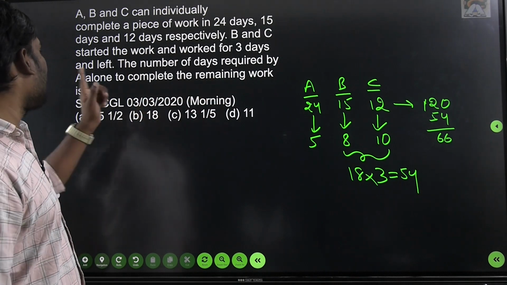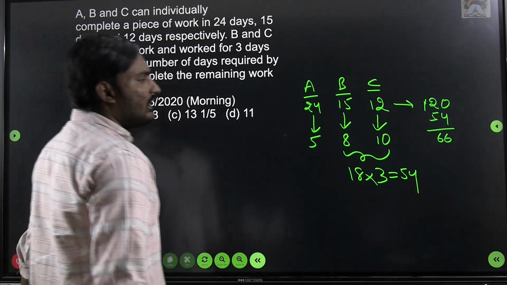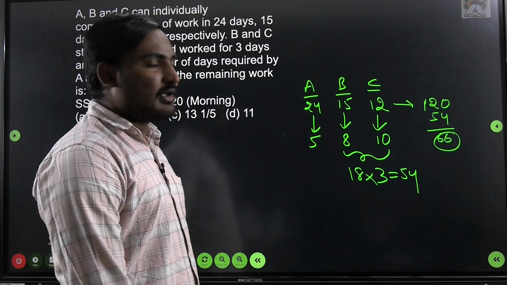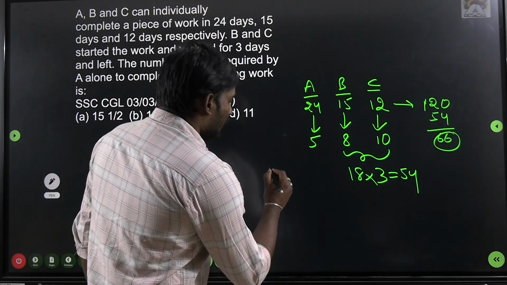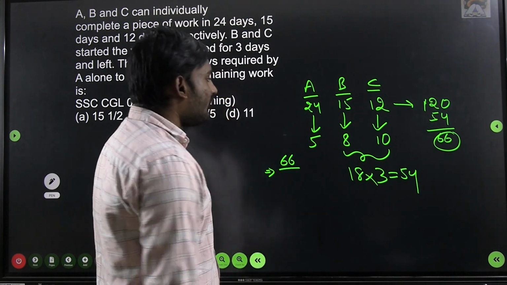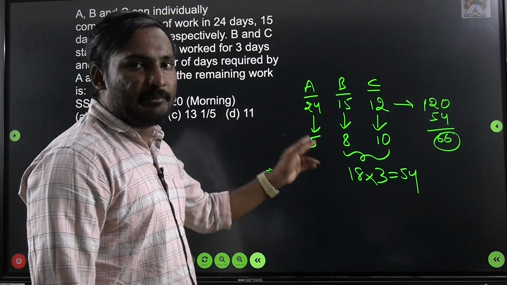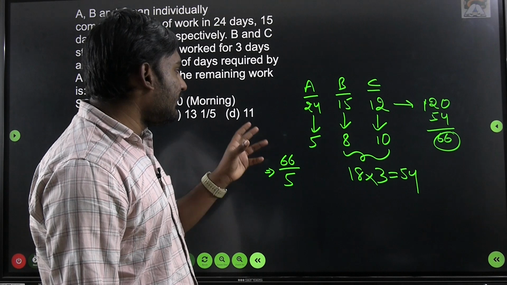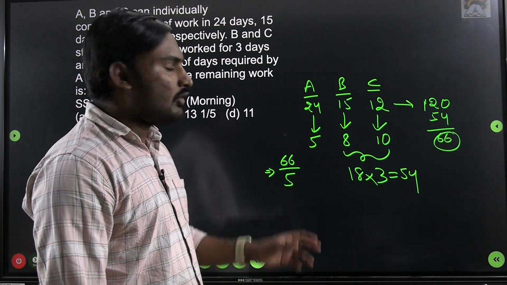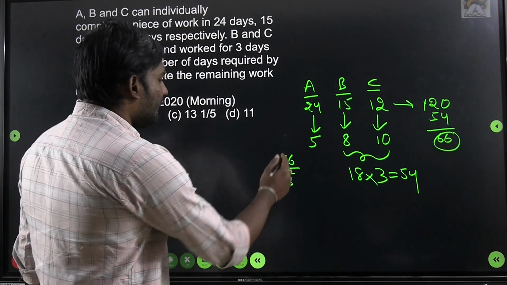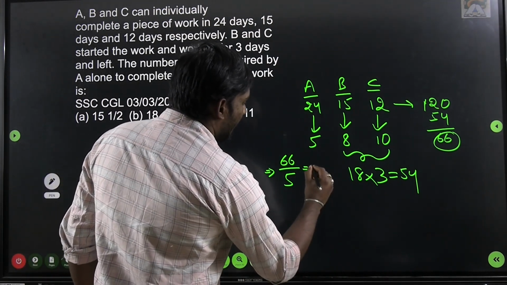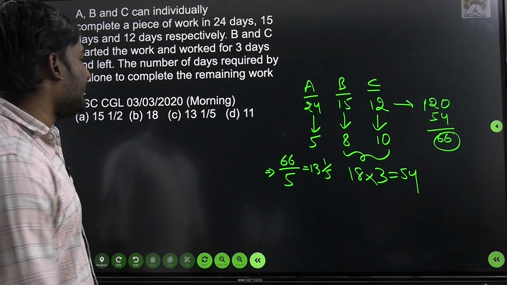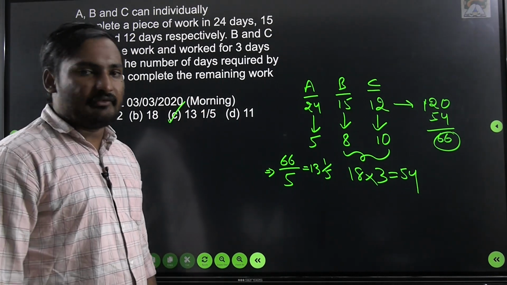The number of days required for A alone to complete the remaining work: the remaining work is 66 parts, and that is done by A. A daily works 5 parts. So 66 by 5 days will be taken by A to complete the remaining work. 66 by 5 is 13 and 1 by 5, since 5 13s are 65 and the remainder is 1 by 5. So 13 1/5 days are taken to complete the remaining work by A.